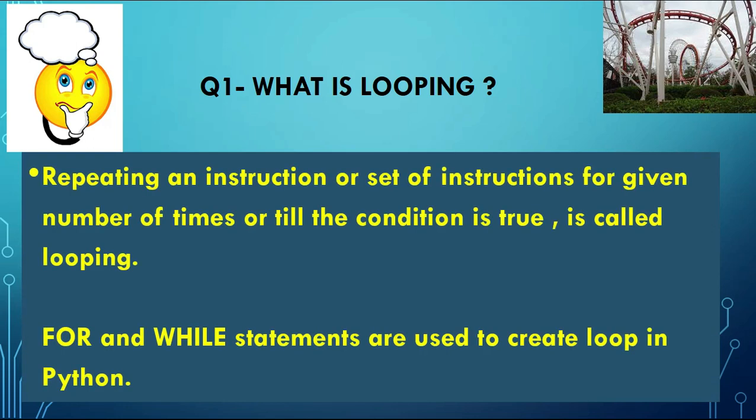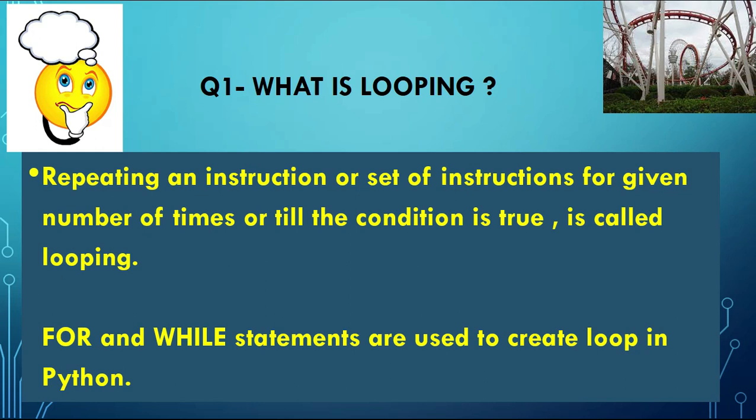Repeating an instruction or set of instructions for a given number of times or till the condition is true is called looping. It means that we are repeating a number of statements again and again as long as the condition is true, or we have already defined how many times the loop is supposed to run. Then it is called looping. For and while statements are used to create loops in Python.